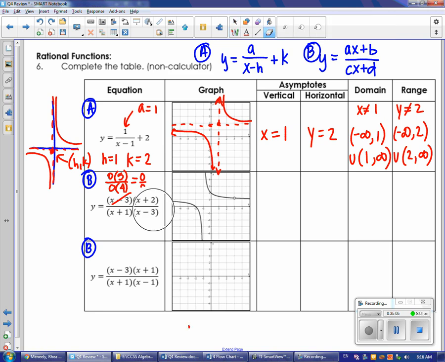And the way we find our holes, let me erase this real quick and write it again. The way we find our holes is when there's an expression that cancels.